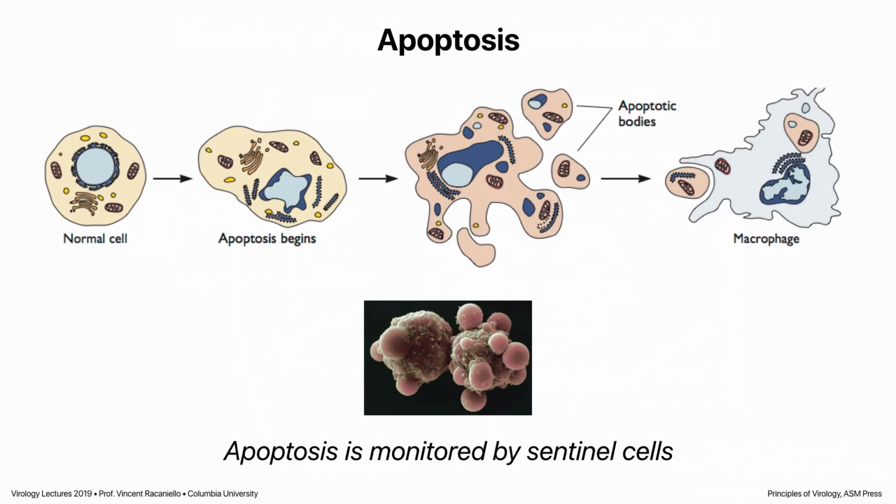You'll see later today that these apoptotic bodies are picked up by macrophages and dendritic cells as a way of saying, do we have foreign antigens around? And so that's what I mean by apoptosis is monitored by sentinel cells. A macrophage and a dendritic cell are sentinels that circulate throughout all of our tissues, and they pick up these apoptotic bodies and they ask, is there anything foreign in them? And if so, they will mount a response. So apoptosis is an intrinsic defense.